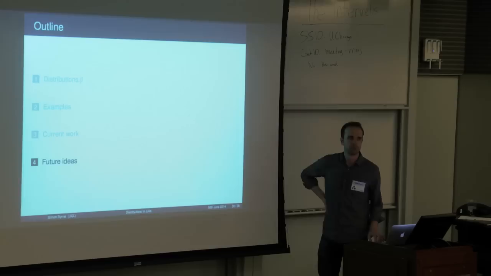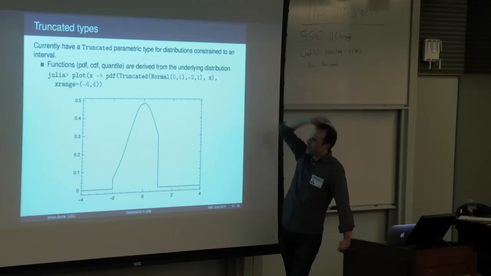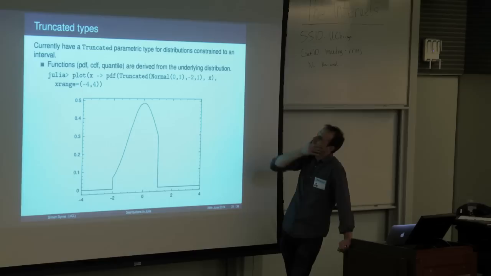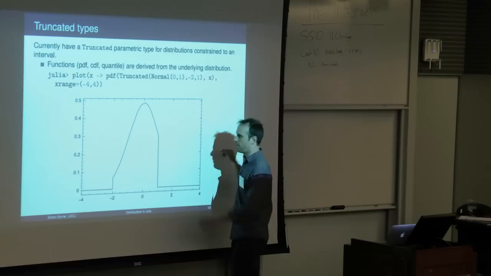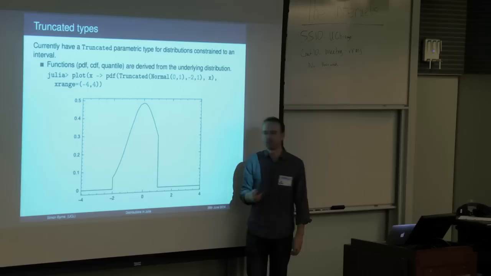So, truncated parameter: we can have some fun with the parametric type system. At the moment we have this truncated type. A truncated distribution is basically, imagine taking a bunch of samples from a normal distribution and then throwing away all the ones outside some range. That gives you a truncated distribution. And for those who are curious, that's completely different from a censored distribution. Statisticians are very picky about that, so keep that in mind.